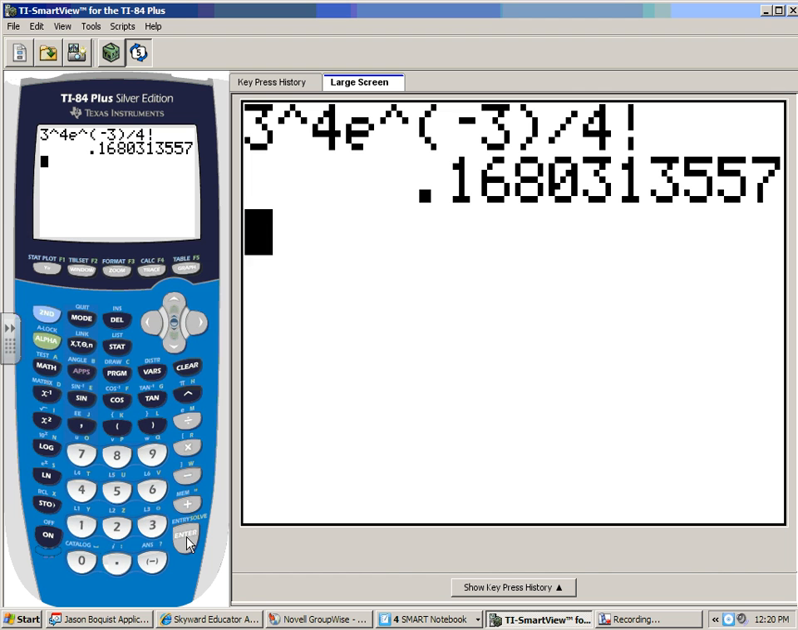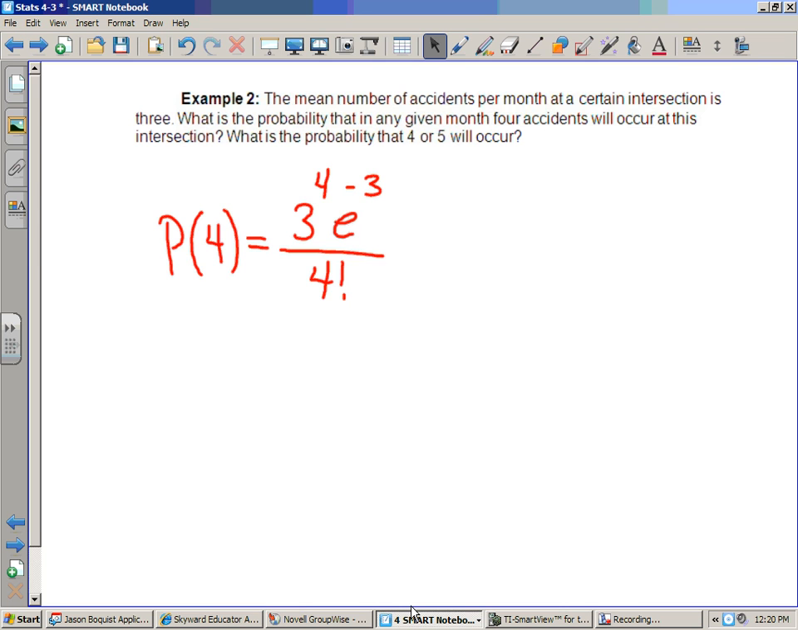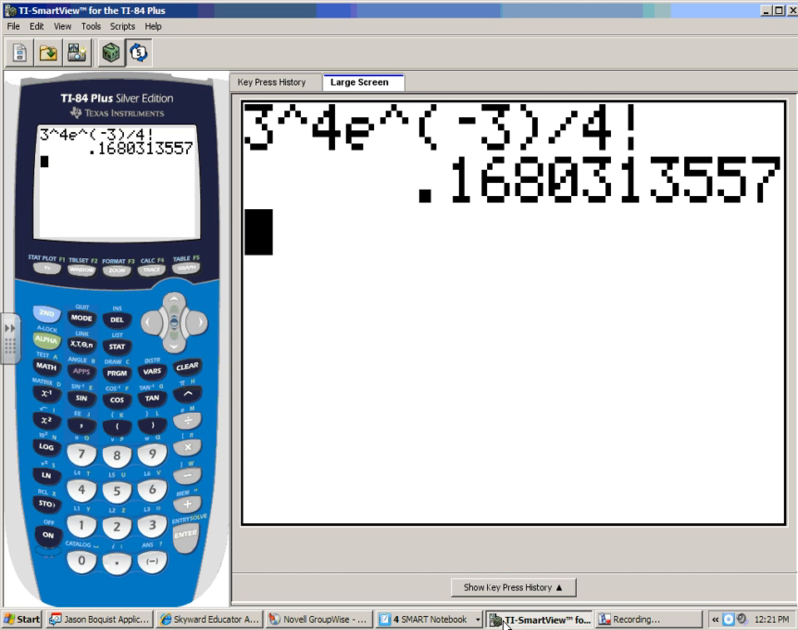So let's go ahead and find out how we're going to do that other problem, because example 2 has another answer, right? So that's the answer for 4 accidents. Now we want to know what's the probability of 4 or 5. Well, we already know this answer, right? This was what, 0.168, something like that? So now what we have to do is probability of 5, and you could do it again the same way, right? But let's go ahead and let Poisson and the calculator do that for us, if that's all right with you.